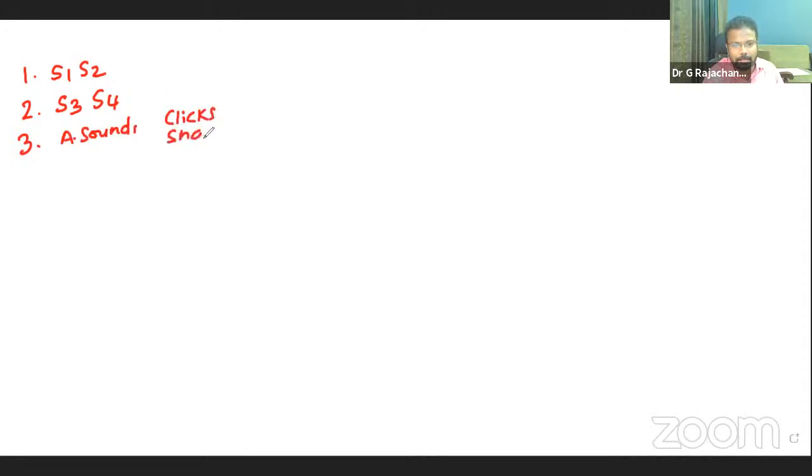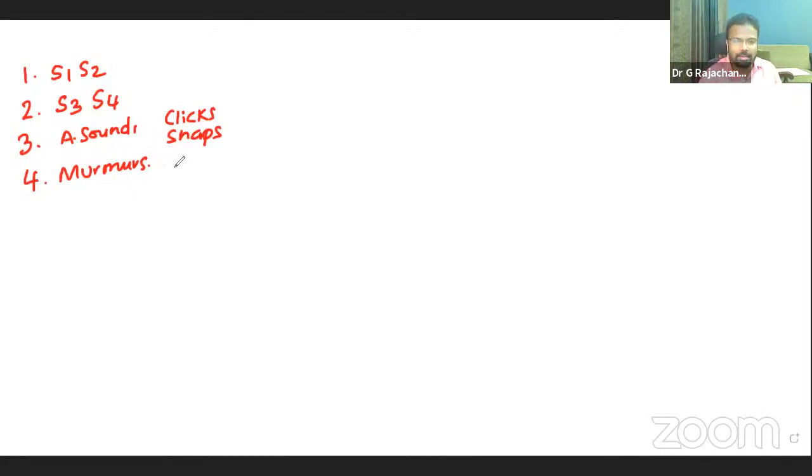Let's move to the fourth point. What is the first point we have studied? We have to hear S1 and S2. Second point is any extra heart sounds, that is S3 and S4. Third point, additional sounds: clicks and snaps. Now next is a very interesting fourth point, that is we need to hear for murmurs. All this time we are actually worried about murmurs. So the fourth one is looking for any murmur.